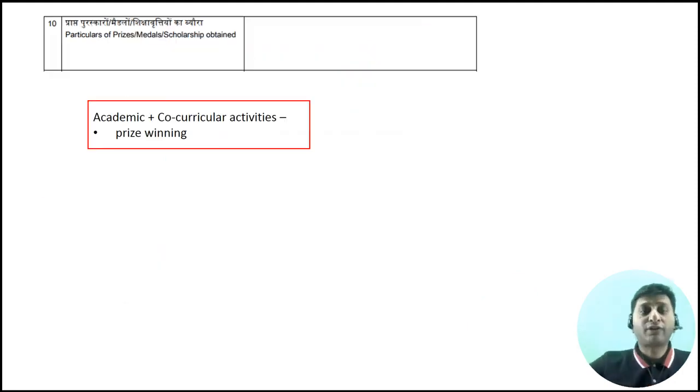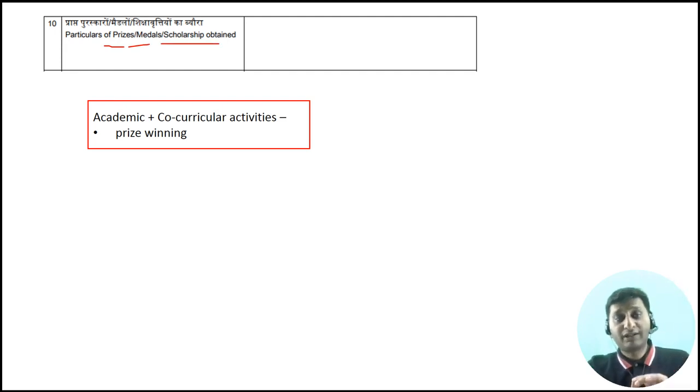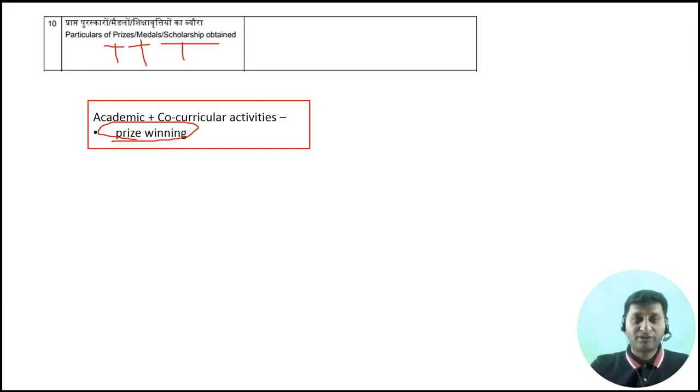See, first of all, when we talk about prizes, medals, scholarships, if you very carefully understand these words, they are clearly indicating prize winning. Prize winning either in terms of a prize, a medal, or a scholarship, which is also a prize for your academic performance. So here it's not about participation. This has to be very clear. This is about something you have won, either a prize, medal, or a scholarship.